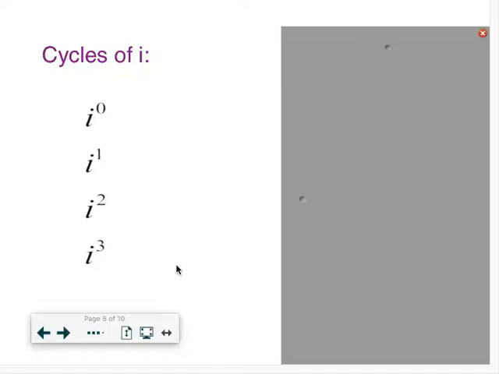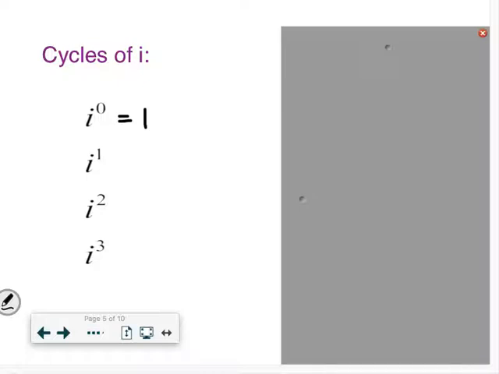Okay, so the cycles of i are dealing with the exponents. If you take i and you raise it to different exponents, what we find out is it starts to repeat itself. So it has a cycle that it runs through. So let's just think back to exponent properties. If you take i and raise it to the 0 exponent, then it equals 1. Anything raised to the 0 is equal to 1, even the imaginary unit. So i to the 0 is 1.